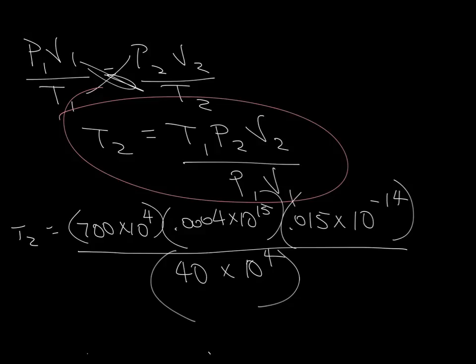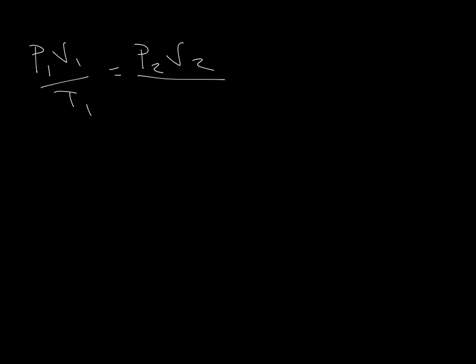Alright, so let's just quickly look at one more example here. Okay, so again, we're going to write P1V1 over T1 equals P2V2 over T2. All right, what are we solving? Solve the equation for P2.